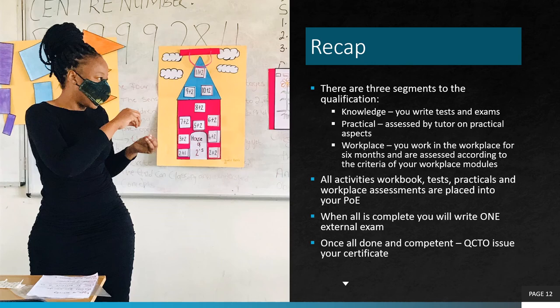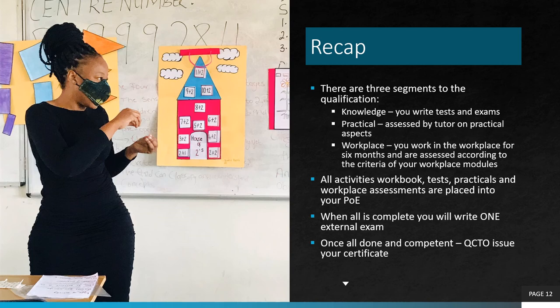Remember, if there's one practical aspect that you have not done, you cannot write your final exam. And your final exam is like a matric exam. It is written not at our college, it's written at an exam center. And you will only be able to write that if you have completed every single knowledge aspect, every single practical assignment. So there might be 4 tasks in each practical assignment, and there are 6 different practical assessments. In the workplace, there are 4, but there are numerous aspects that you have to cover and a lot of evidence that is needed.